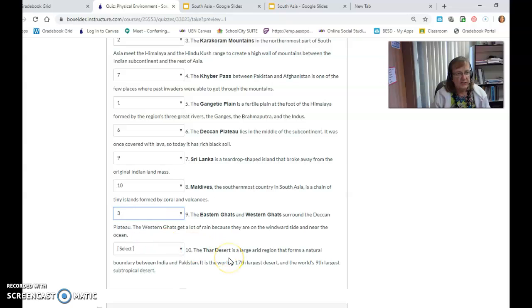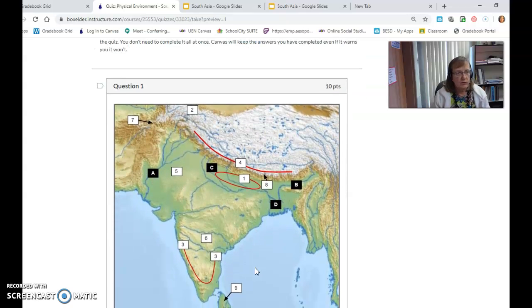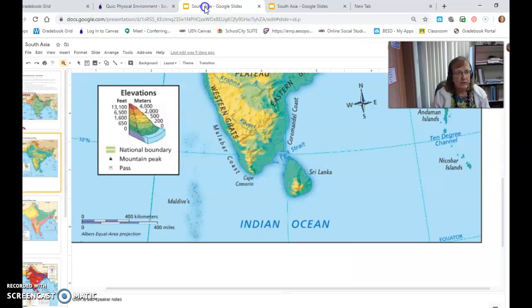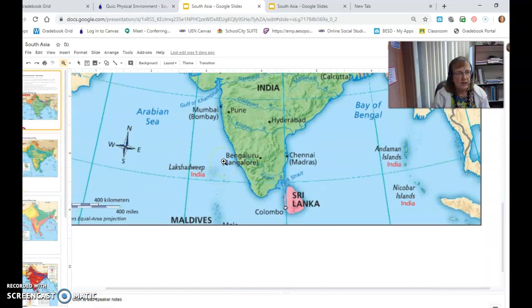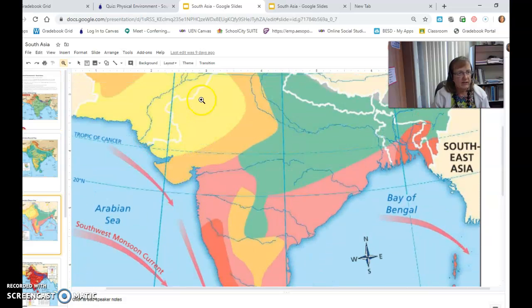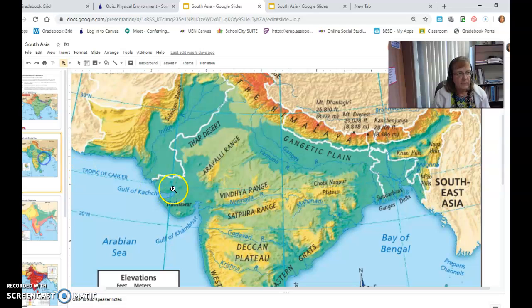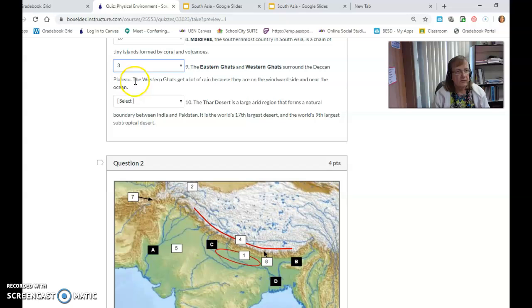And then the Thar Desert is a large arid region that forms a natural boundary between India and Pakistan. It's the world's 17th largest desert and the world's 9th largest subtropical desert. So we're looking for a desert. The only number we haven't used yet is 5. And if we look over here in that area, we see the Thar Desert. If you look on the climate map that we have down here, you can see that that is a desert in that area. So back to the quiz, and we're number 5 for that one.